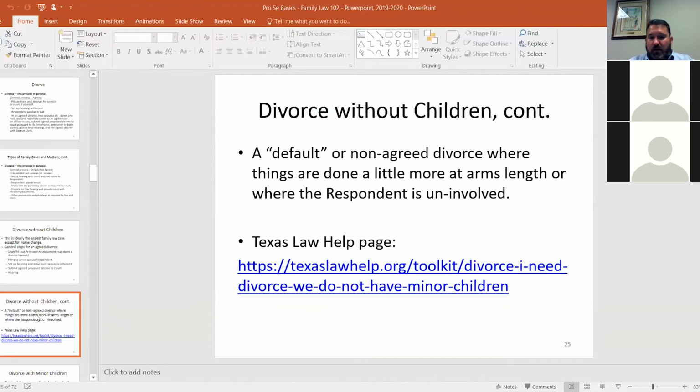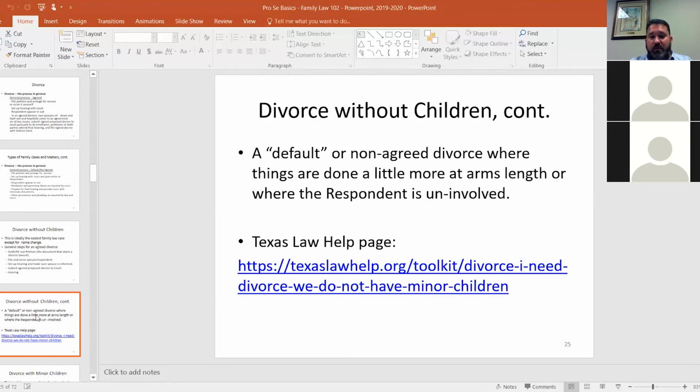We use Texas Law Help for a lot of our standard forms for things such as divorces. It's an excellent resource, and we could do our jobs without Texas Law Help, but it would be a lot more difficult, and I think it would be a lot more difficult for a lot of the pro se folks if they didn't have this resource. It's available to anybody. You can use it on your home computer.